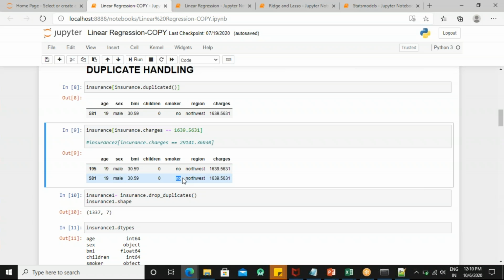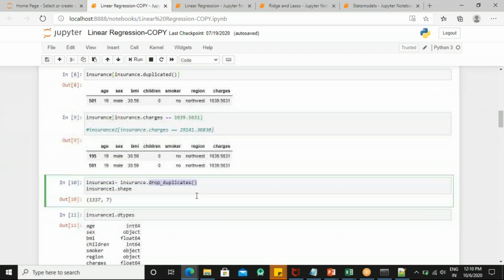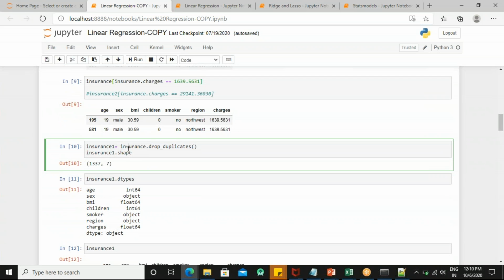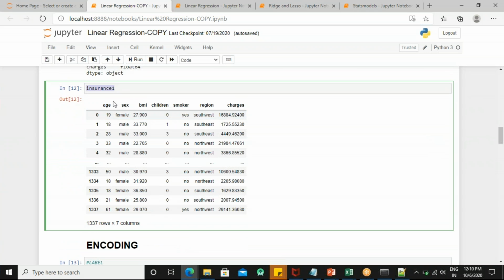So ultimately I have to drop one duplicate record and keep only one record, so I can use drop duplicates, and that's it. So I have checked for the nulls, I have removed the duplicates. Finally I have my insurance data where I have age, gender, BMI and all those things.